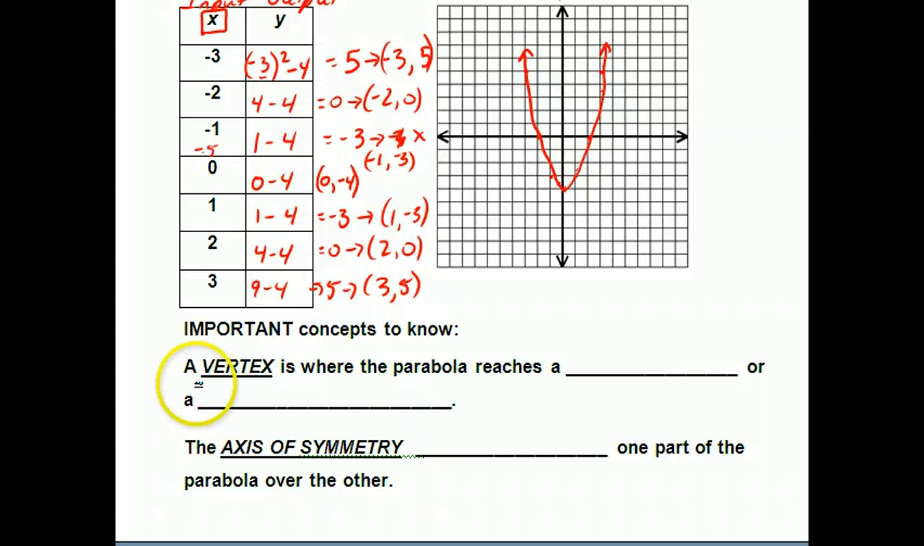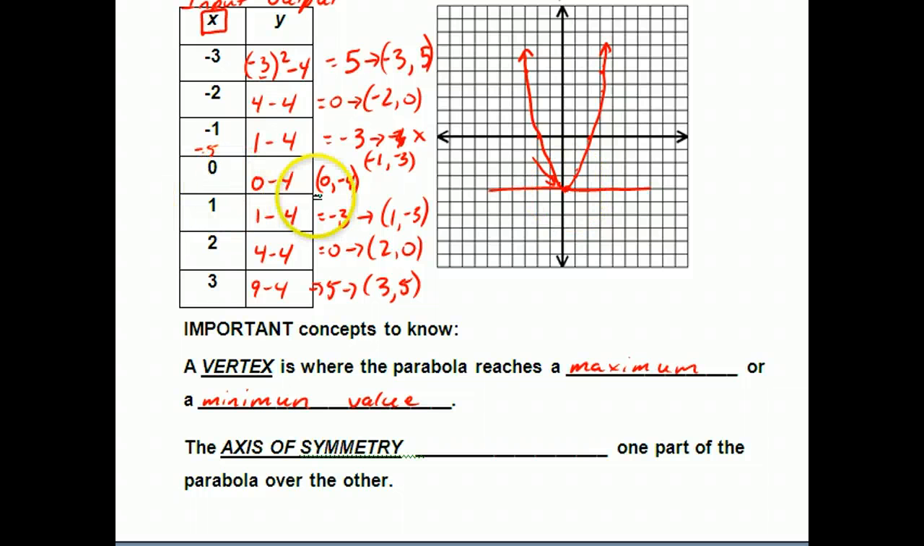Okay, so let's take a look at this next part here. So a couple of things. There's a couple of pieces of this parabola that we want to point out. So the vertex is where the parabola reaches what's called a maximum or minimum value. So a maximum or minimum value simply means the very highest point or the very lowest point on the graph. So right here, that's as low as this graph goes. Okay, so it kind of squeaks down to a certain spot.